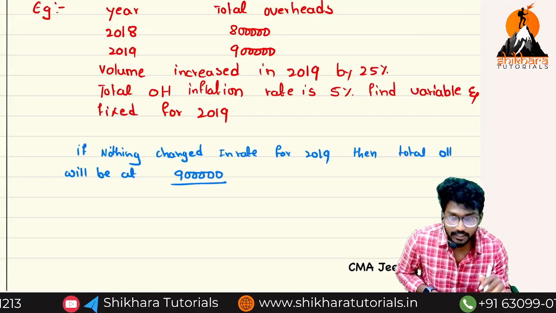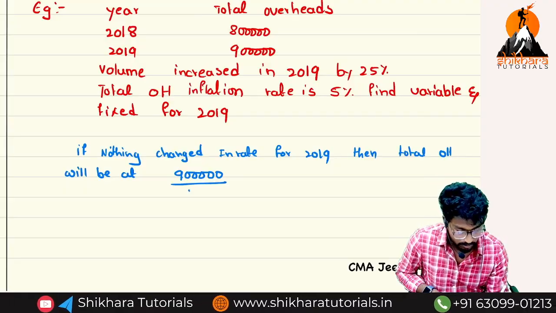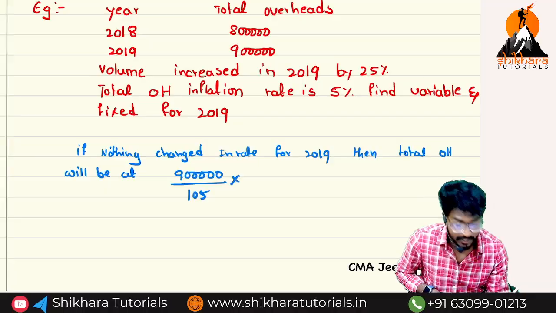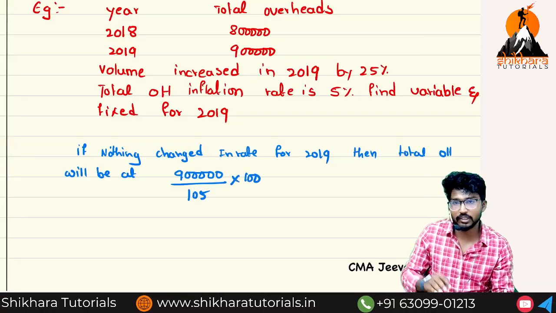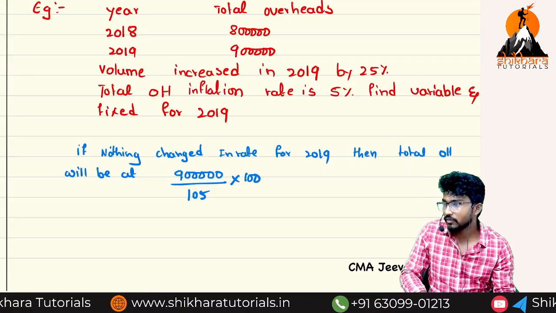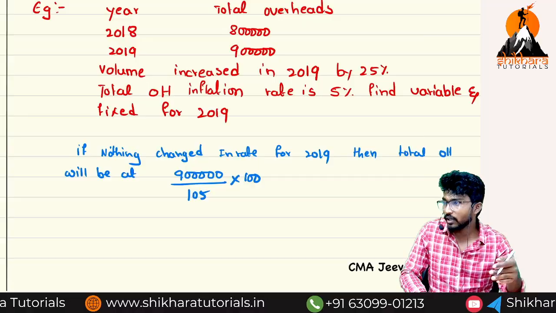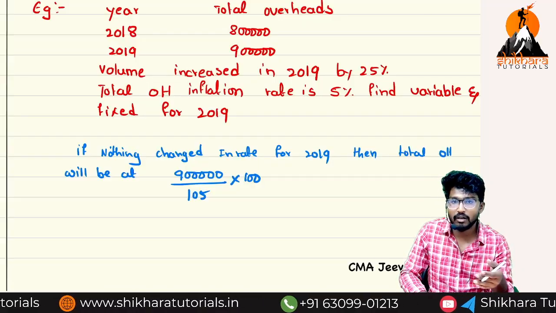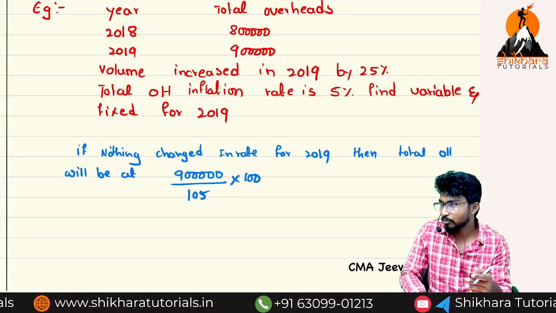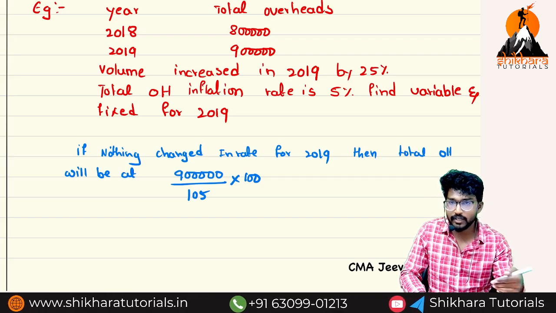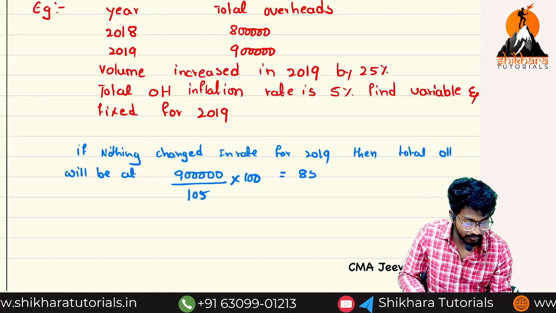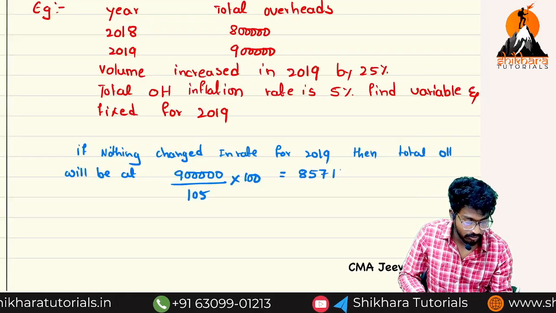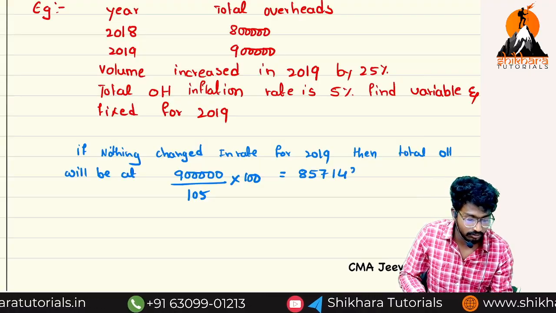9 lakhs divided by what is the current rate? 105, right? Into what is the constant rate? 100. For example, in 2019 the rate is 100%. Now it is increased from 100 to 105. Now I am making it constant. I am taking it as a base. Now 9 lakhs divided by 105 into 100. 8,57,142.8, about 143.